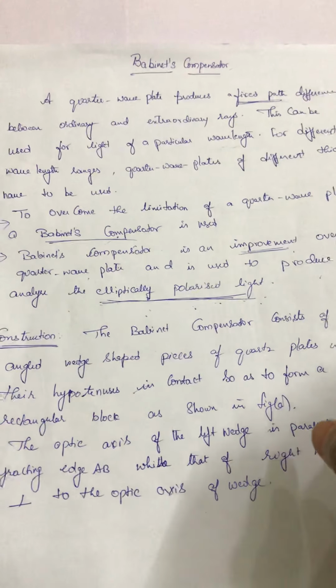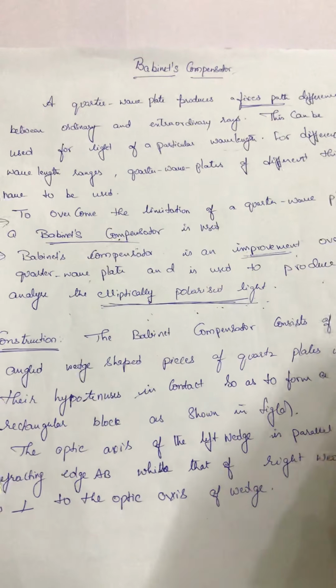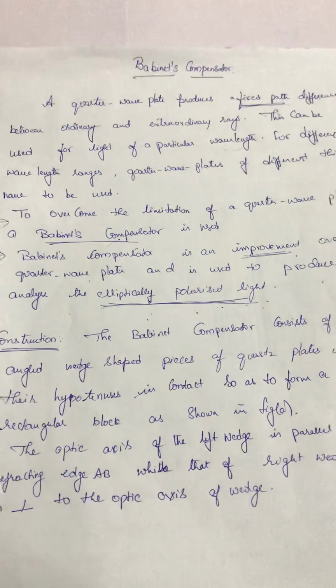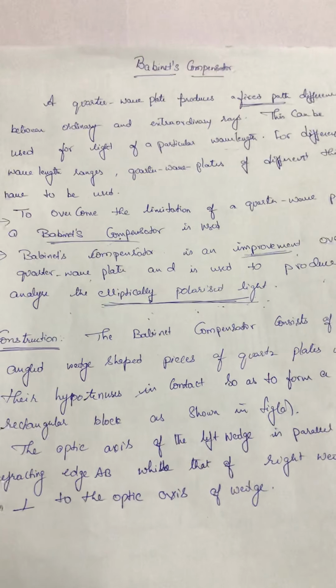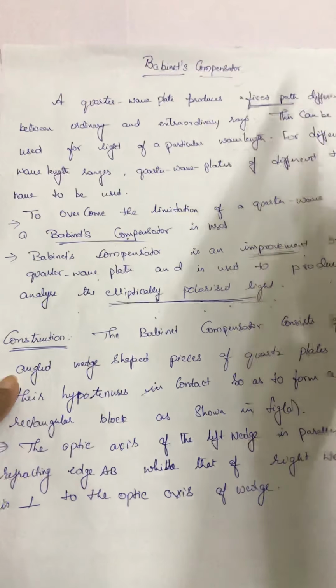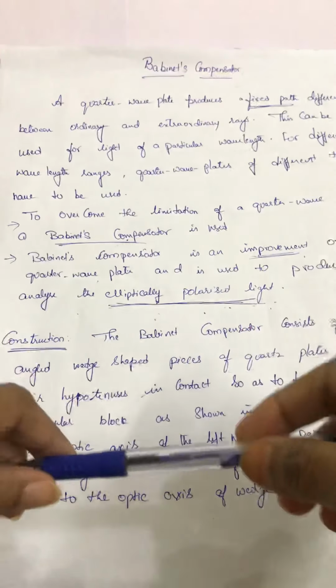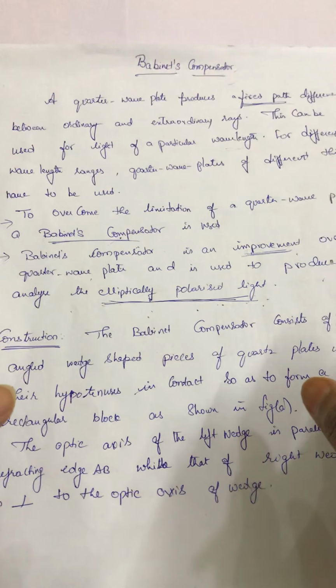Good morning, students. Today we are going to discuss the Barnes compensator and the Lorentz half-shade polarimeter. First we are going to discuss the Barnes compensator. Before going to the Barnes compensator, first we have to discuss the quarter wave plate.